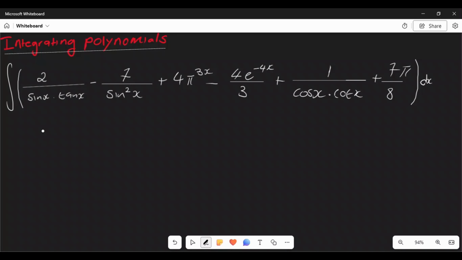Today in this video we'll be integrating the following polynomial that you see here. As you can see, this polynomial is one of the longest polynomials that we will be solving today. But before we start, you can pause this video and try to solve this problem, and let's see if your answer is going to be the same as the one at the end of this video.